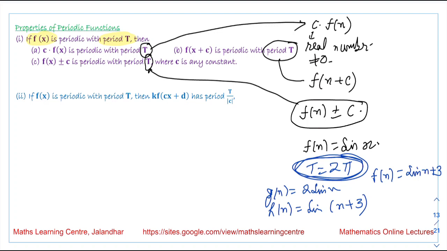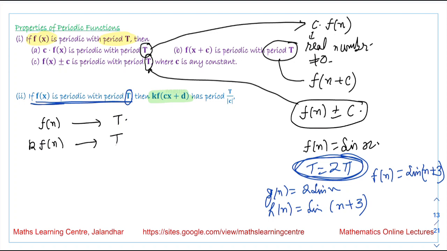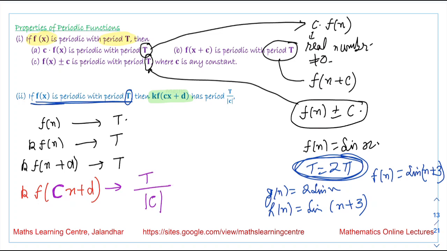Now the next result we have is, if we have the function f(x) and its period is t, then the period of the function k times f of cx plus d: if we have the function k of f(x), its period is t. If we have the function k of f(x) plus d, its period is t. But if we have the function k times f of cx plus d, with c over here, then the period will become t over mod of c.